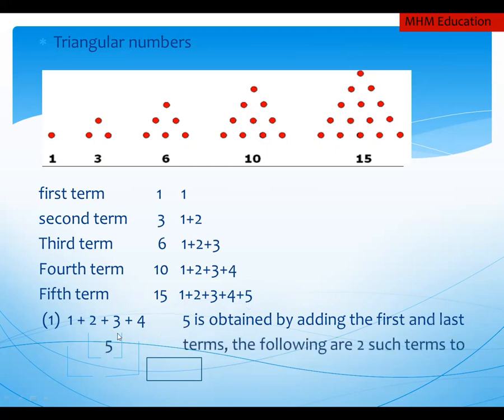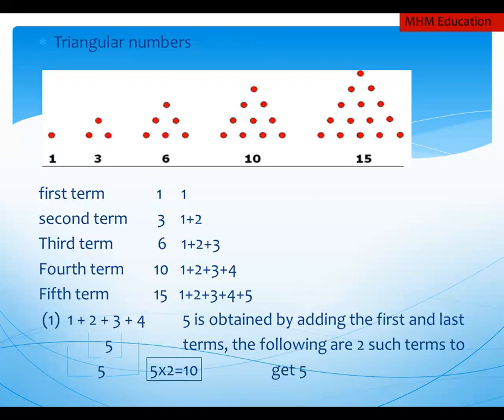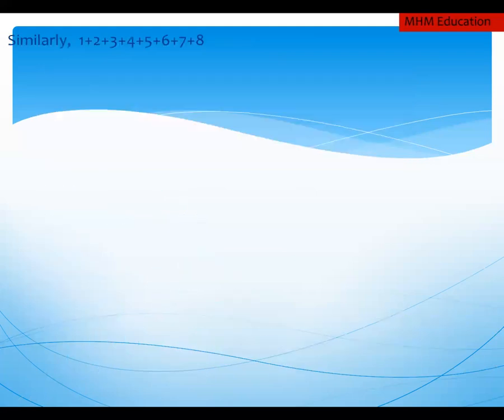So 1 plus 2 plus 3 plus 4 plus 5: the 5 is obtained by adding the first and the last terms. The following are two such terms to get the 5. So 5 into 2 is 10. So to get the fifth triangular number, you have to add, 5 into 2, 10.